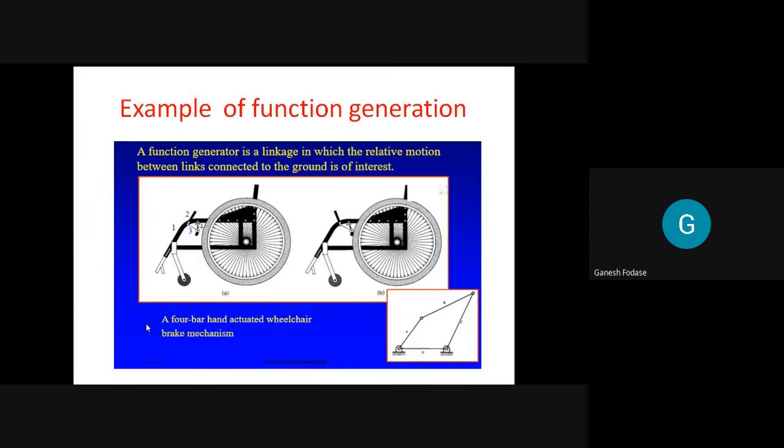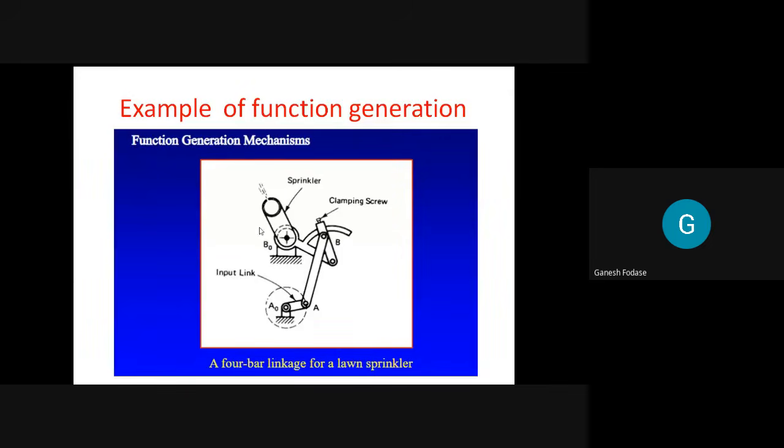So this motion of the wheelchair is an example of a function generation problem. While designing this wheelchair, we are going to design in such a way that the output motion is a function of the input motion. That is why, suppose y is the output motion, then it will be a function of the input motion, let's say x.